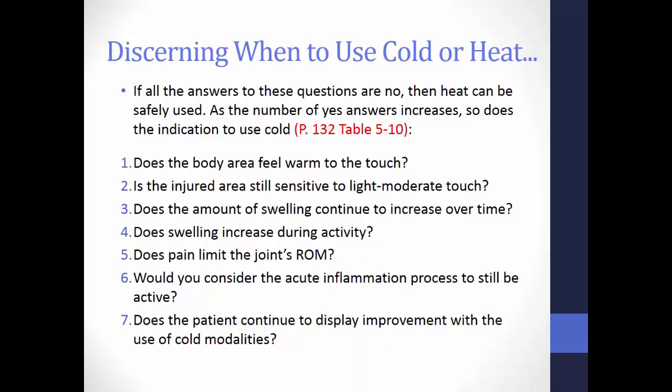Number 1, does the body area feel warm to the touch? Number 2, is the injured area still sensitive to light, moderate touch? Number 3, does the amount of swelling continue to increase over time? Number 4, does swelling increase during activity? Number 5, does pain limit the joint's range of motion? Number 6, would you consider the acute inflammation process to still be active? Number 7, does the patient continue to display improvement with the use of cold modalities?